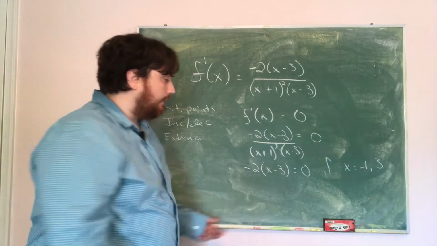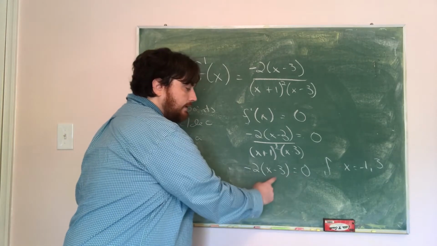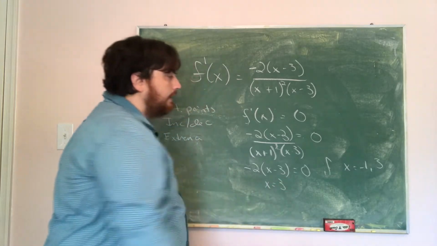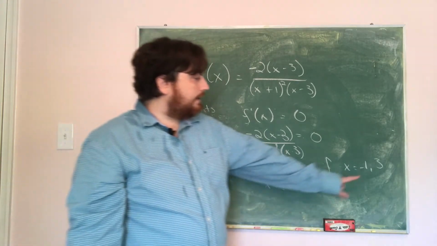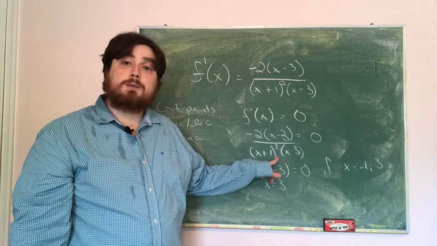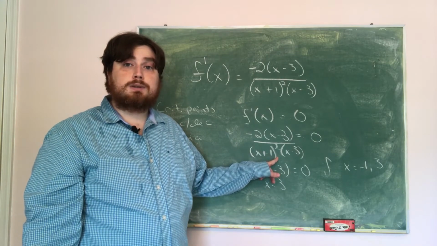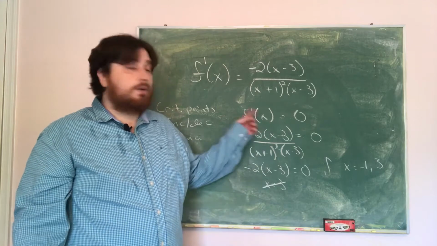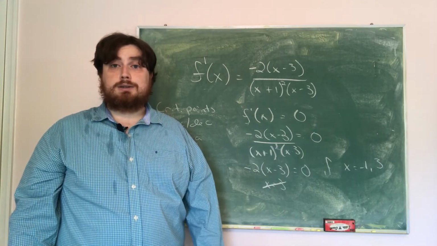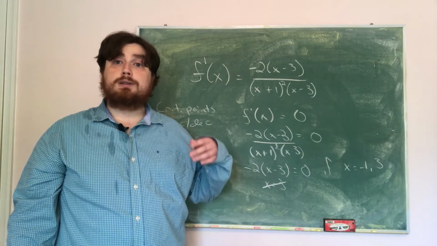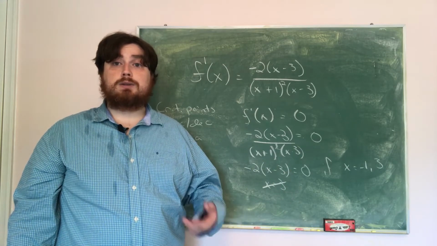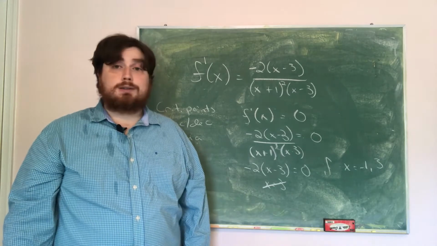Now, if I finish solving this, I get negative 2 is never 0. X minus 3 is 0 at 3, so I get x equals 3. However, we said that x can't be 3 because the bottom was 0, and we ended up with a 0 over 0 there. Therefore, we would get rid of this point, and in fact, we'd have no places where the derivative is actually 0. We would just have the two places, negative 1 and 3, where the derivative is undefined. So we can use those now to find what our number line is going to look like.